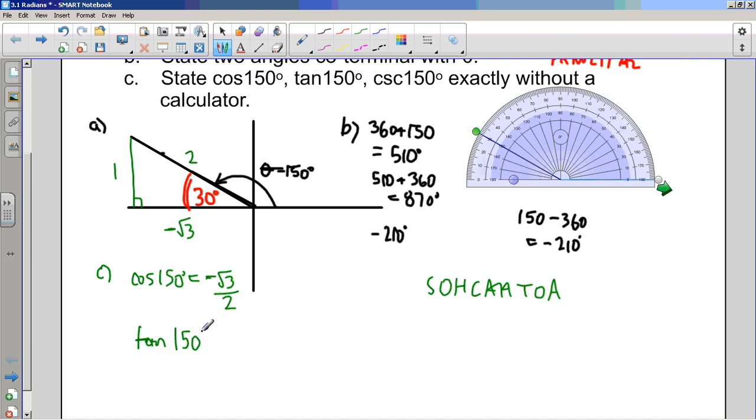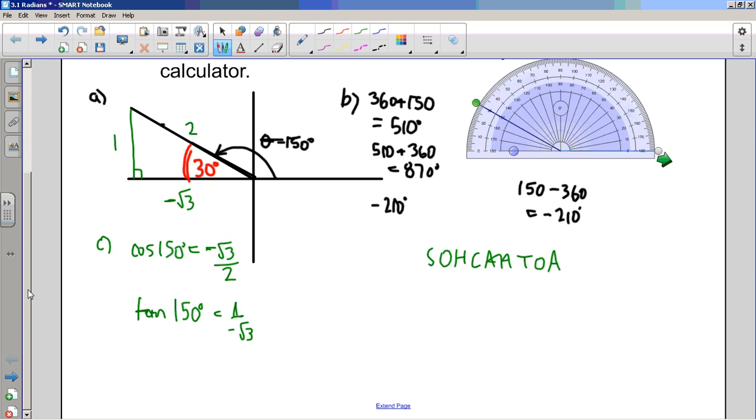Tan of 150 is the opposite over the adjacent. Opposite over adjacent is 1 over 2. Both of them positive. Oh, no, hang on. Excuse me, opposite over adjacent is 1 over negative square root of 3. Dandy. And last, cosecant.